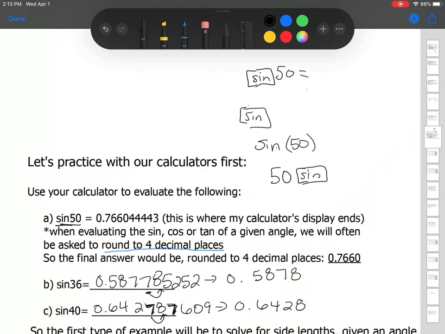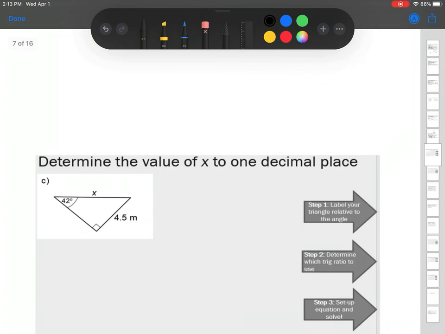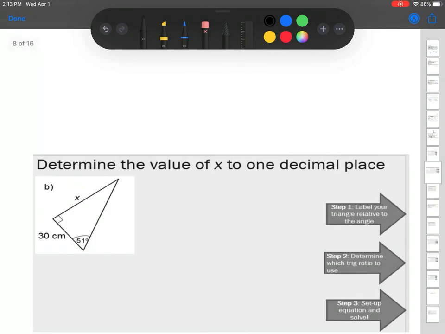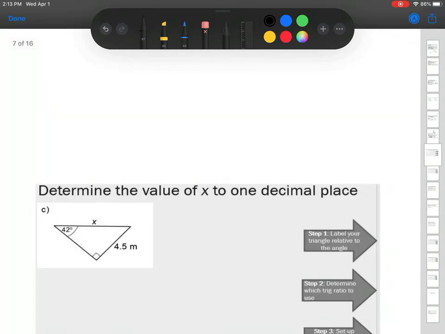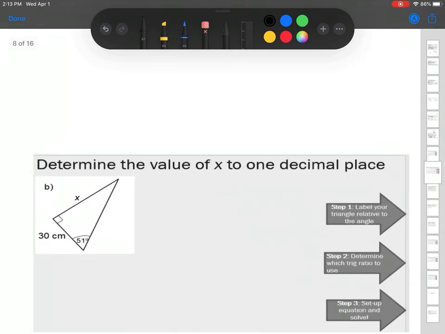Okay, so the first type of example we're going to do is to solve for side lengths given an angle. And actually, if you could humor me and switch to this example first. For some reason, it got printed out of order. I apologize. We're going to do B, and then we'll go back and do C. Okay, this one's a little bit easier. So determine the value of X to 1 decimal place.